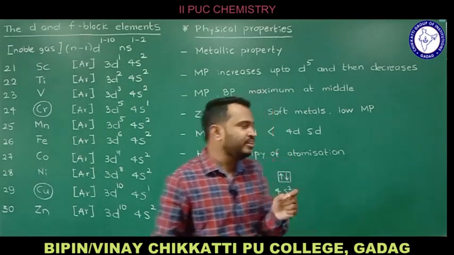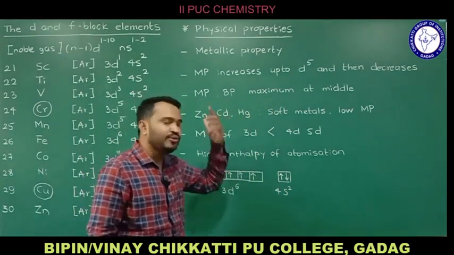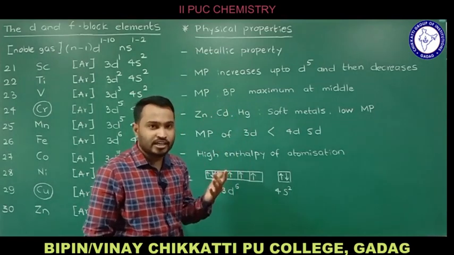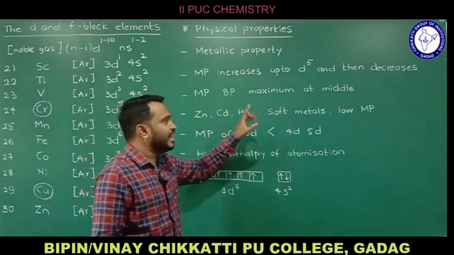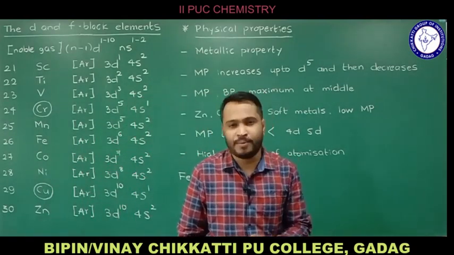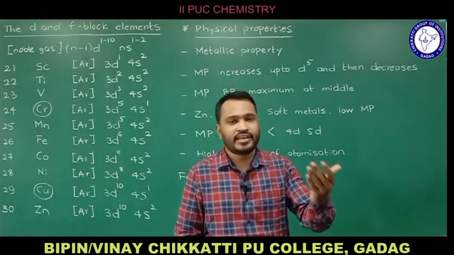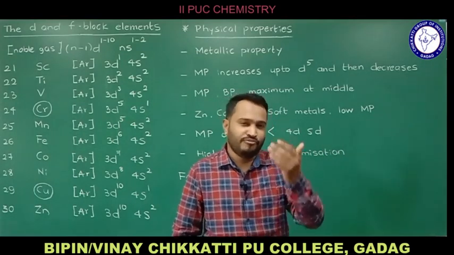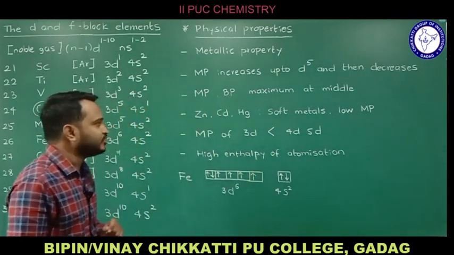Since the melting point is quite low, we can say that they are soft metals, and especially mercury is a liquid metal. So because of this property, zinc, cadmium and mercury are soft metals with a low melting point because of absence of unpaired electrons, or I can say the completely filled atomic orbitals, or I can say very weak metallic bond. Because of that reason they are considered as soft metals.